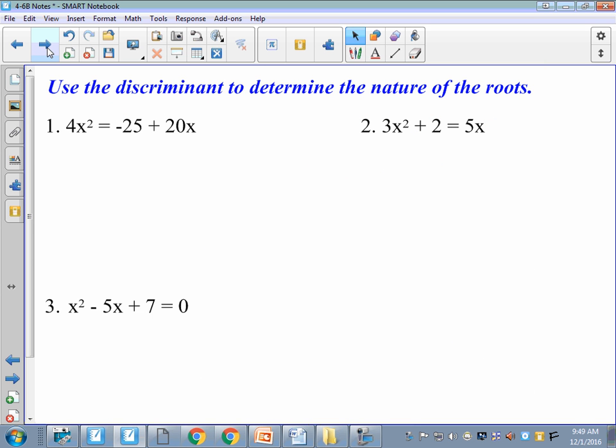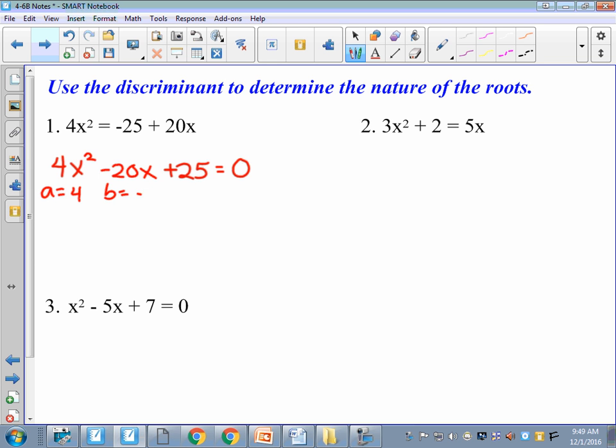So let's go ahead and do some calculating here. It's really important, just like when we use the quadratic formula, that you have it in the right order. So the very first thing I'm going to do here is rearrange some things. I've got a 4x squared. I need to bring my 20x over, so I'm going to subtract 20x and bring over the 25. So I'm going to add 25, so you get it equal to 0.